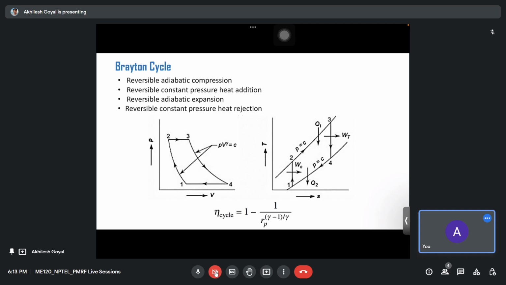Okay, that solely depends on the pressure ratio, the pressure from point 1 to 2. So Rp is equal to P2 by P1, the pressure at point 2 by the pressure at point 1. That is also equal to P3 by P4, because point 2 to 3 is a constant pressure line and point 1 to 4 is a constant pressure line. Okay, so this was the basic thing we discussed in the last lecture as well.